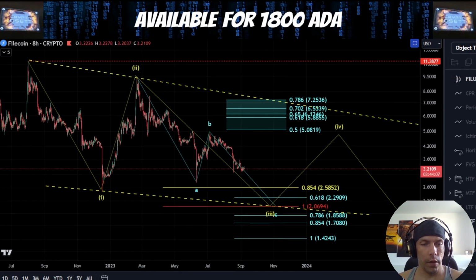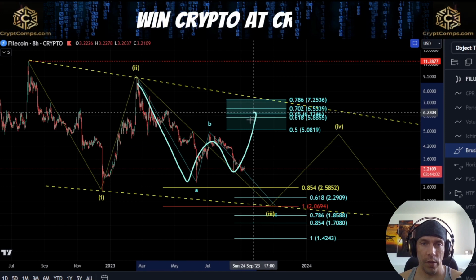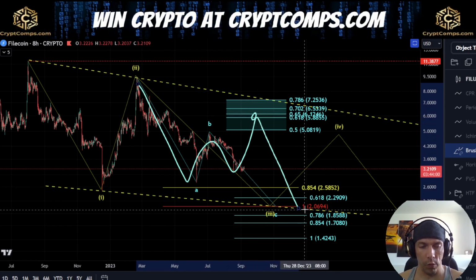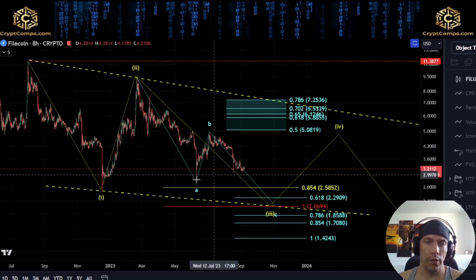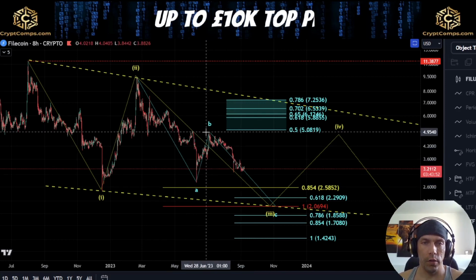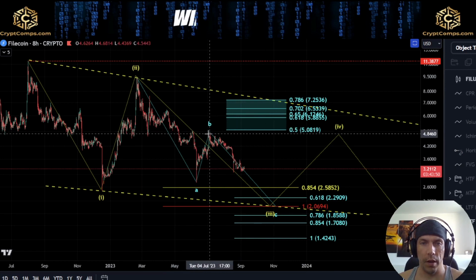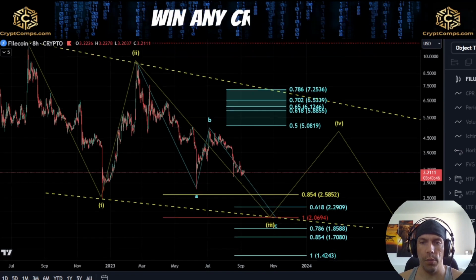Now, in this idea here, it is also possible that we could have this as A, we get A, B, and C, push up one more time here, and then look to push down without actually just breaking down directly. But within this idea here, it is also possible that this B wave could be complete, because it did move up pretty much to this 50% level, and we could actually be within the C wave to the downside. So I'm going to be keeping an eye on that.